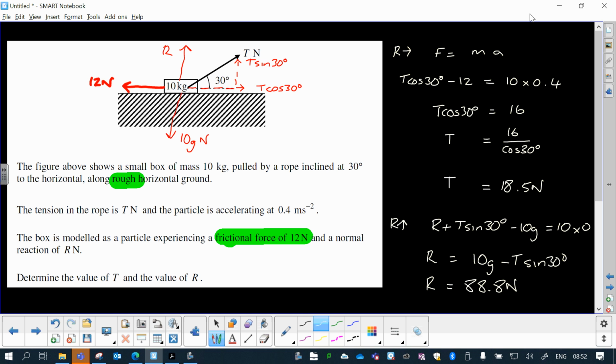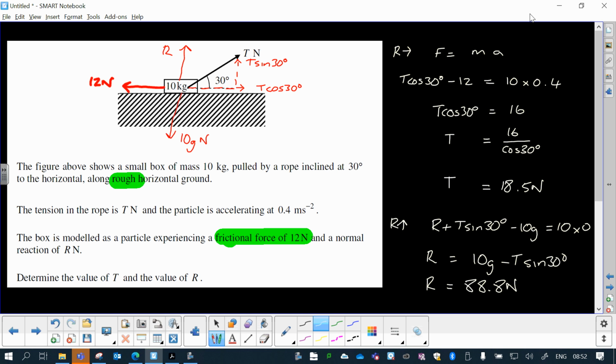So I resolved horizontally at the top. You can see my capital R with the arrow to the right. F equals ma. My forces are T cos 30 to the right minus the 12, and then I've got equals 10 multiplied by 0.4. 10 kilograms multiplied by 0.4 acceleration. Simplify it down and solve the equation. You get the tension is 18.5 newtons. Okay, we'll aim for 3 sig figs.